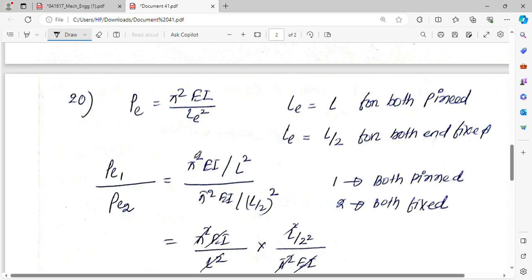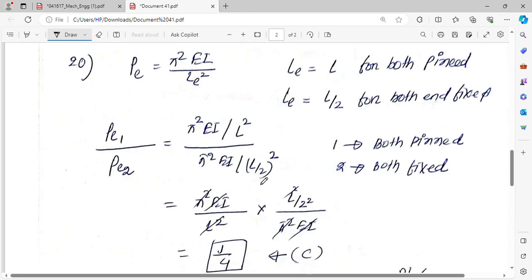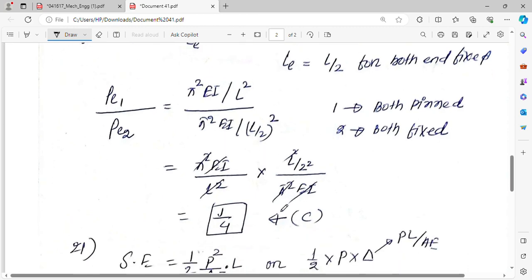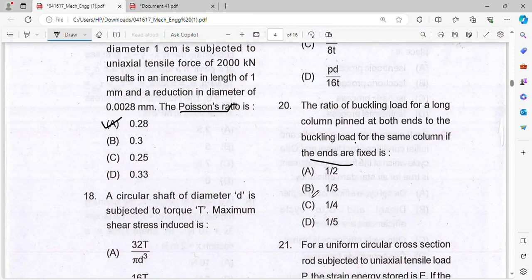By putting the values, LE is equal to L for both ends pinned and LE is equal to L divided by 2 for both ends fixed. After cancelling all the values, the ratio of the buckling load of 1 to that of 2, we get 1 by 4. So option C will be the correct answer. Question number 20, C will be the correct answer.